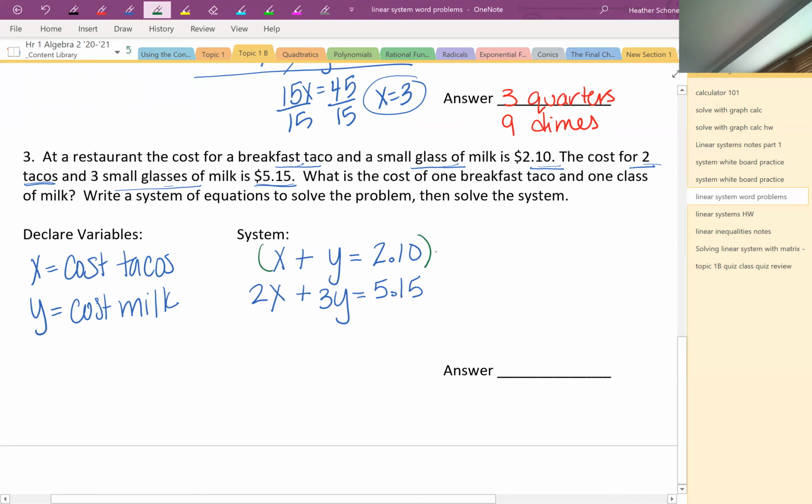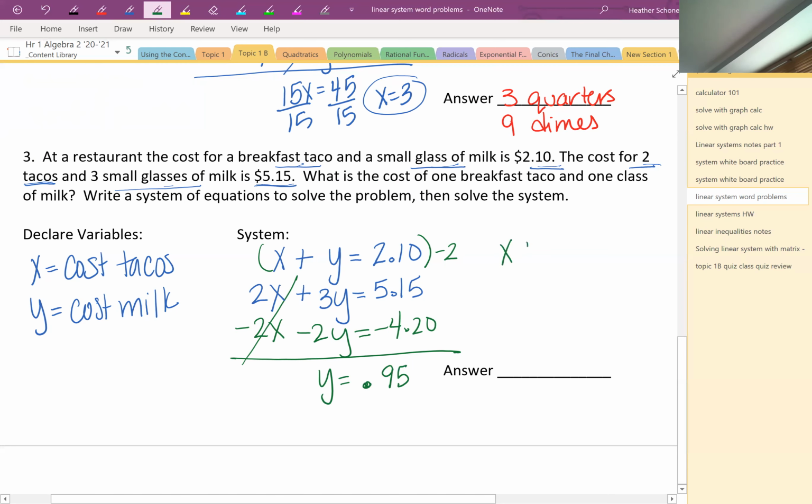Okay, let's solve this system. So to do that, I'm going to multiply the top one by -2. That gives me -2x minus 2y equals -420. When I add them together, the x's will cancel. 3y minus 2y is just 1 positive y equals 0.95. Now that we found y, we need to find x. So I know that x plus y, which is 0.95, is 210. To solve, I'm going to subtract 0.95 from both sides. And so I get x to be 115.